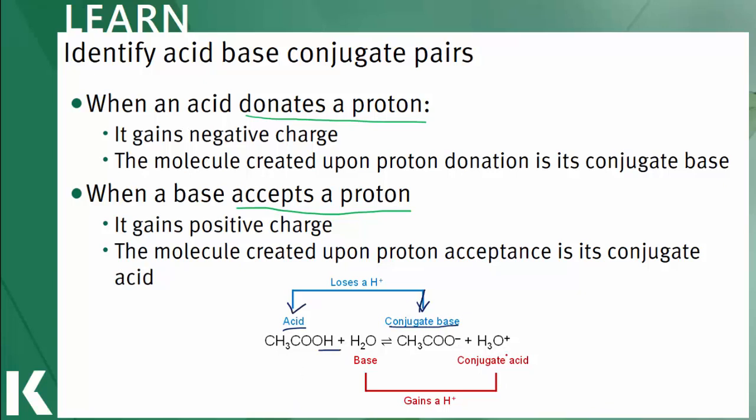Water and the hydronium ion again only differ by a proton. Water gains a proton from acetic acid to form our positively charged hydronium ion, and therefore water is acting as our base and the hydronium ion is our conjugate acid. Again, running the reaction in the reverse direction will show that the acid can lose the proton to reform water.